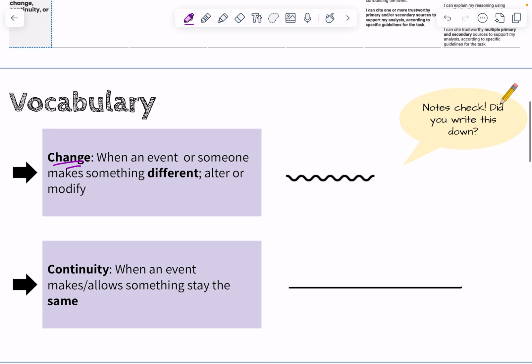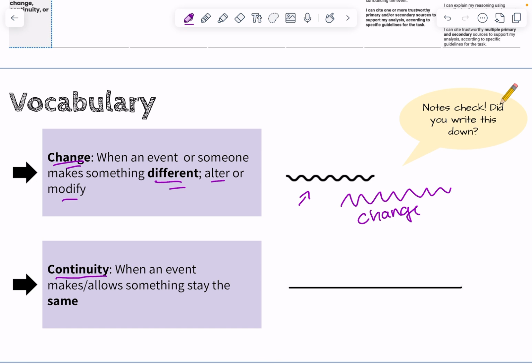First, what does change mean? Change is when an event or someone makes something different, it alters it, or it modifies. So think of this line. This line does not stay the same. It keeps on zigzagging back and forth. That is change.